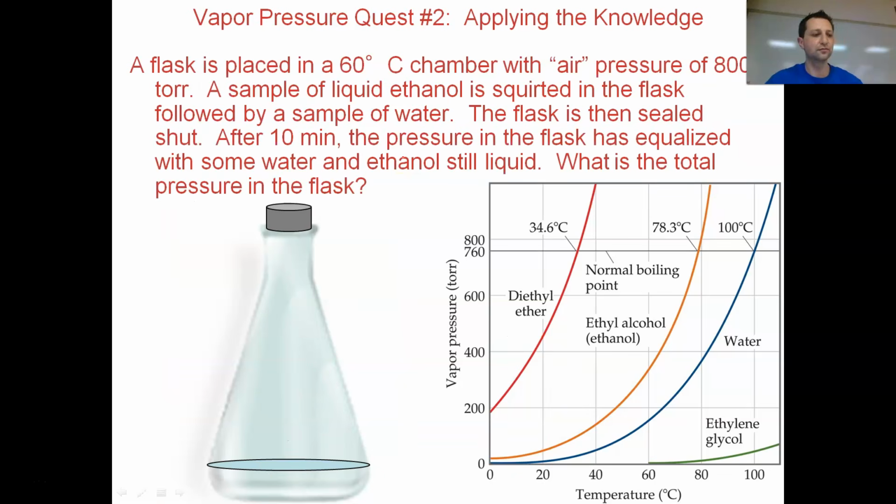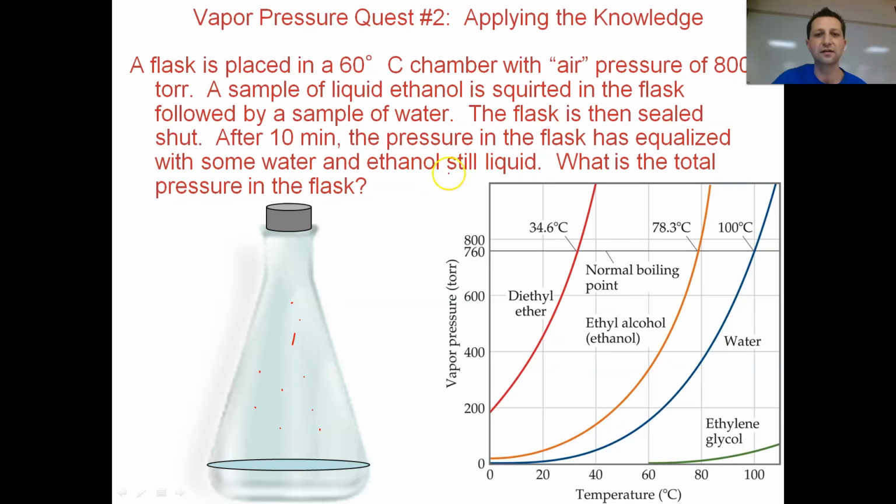Question 2. Move on to that one. A flask is placed in a 60 degrees Celsius chamber with the air pressure of 800 torr. So there's already something in here that's giving us a pressure of 800 torr. Ethanol is squirted in the flask with water. The flask is sealed shut. After 10 minutes, pressure is equalized.